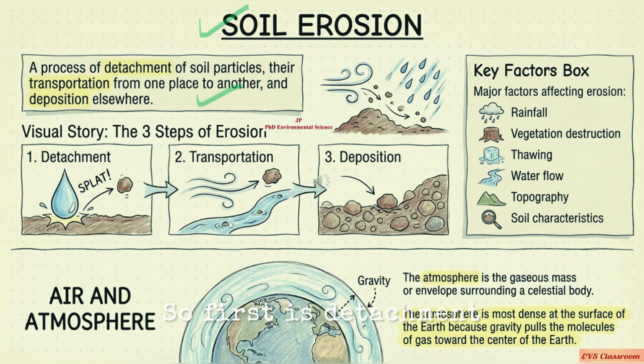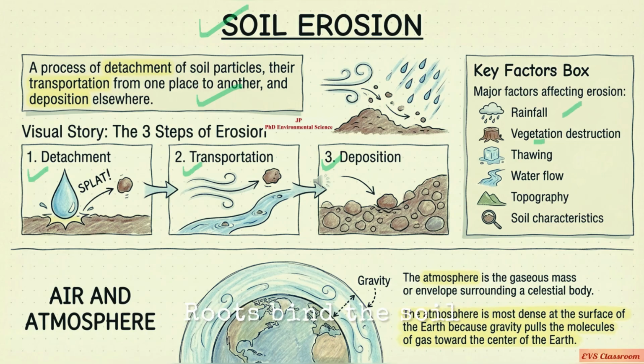So first is detachment. You can see raindrops hit the soil surface, soil particles will loosen. Then second, transportation. Water or wind carries the particles away. Then third, deposition. Soil settles when force decreases, which results in silting of the rivers. So key factors include rainfall. Heavy rain increases erosion.